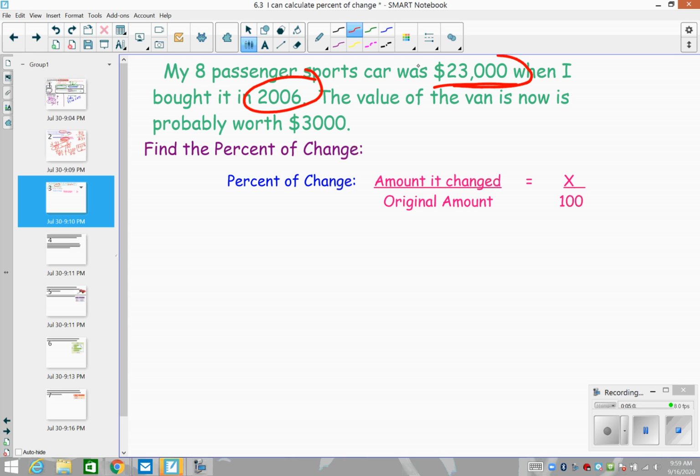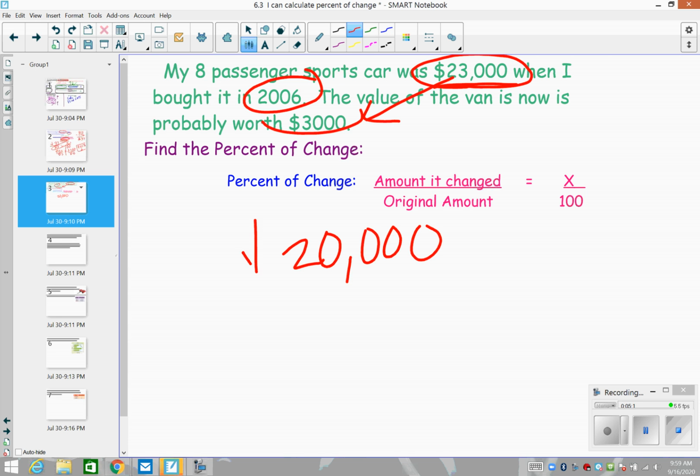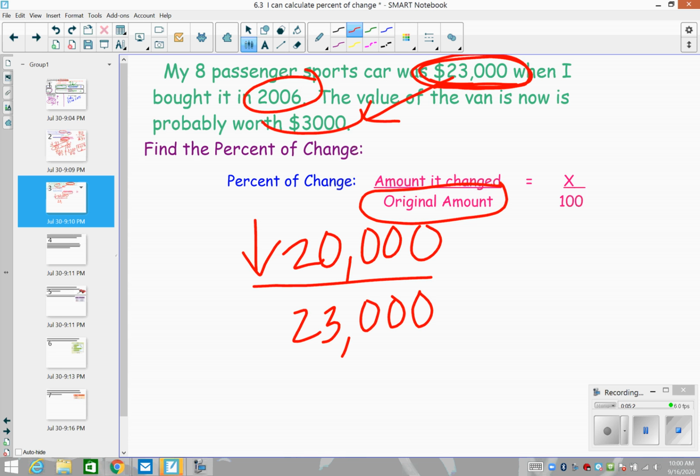So what is the amount that it changed? Well, it was 23,000 and it went down to 3,000, which means it was a $20,000 decrease, yet again a decrease. I did two decreases in a row. What was the original price of the van? The price of the van at the beginning was 23,000. Now taking cross products and solving to get our answer.